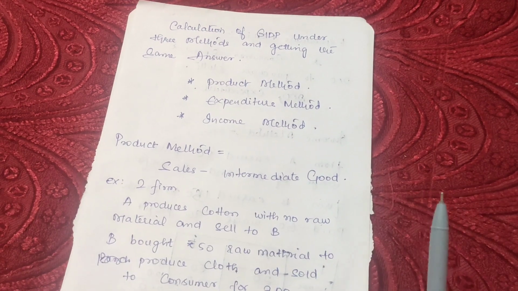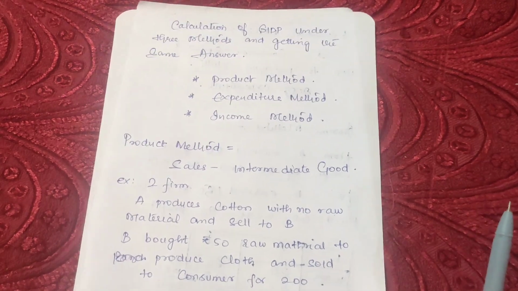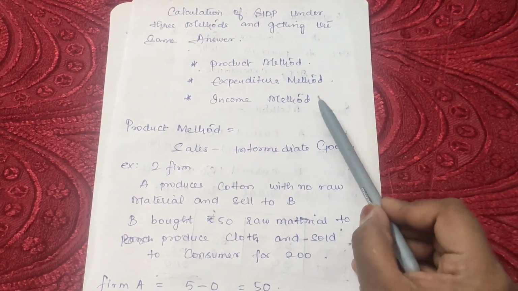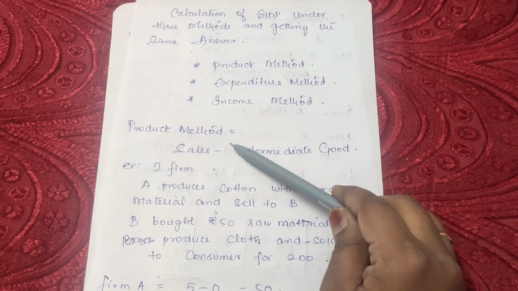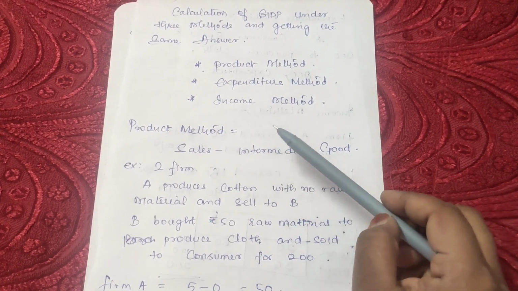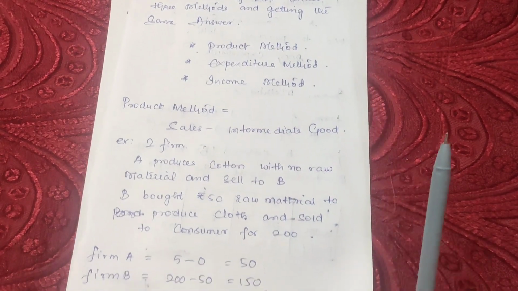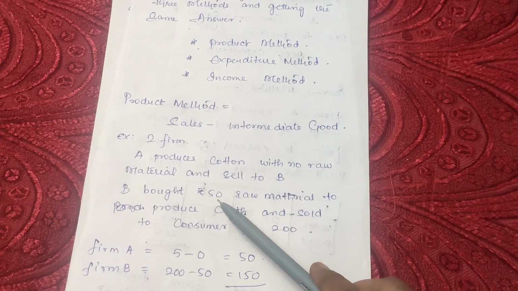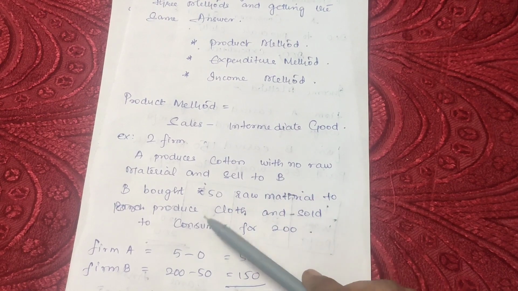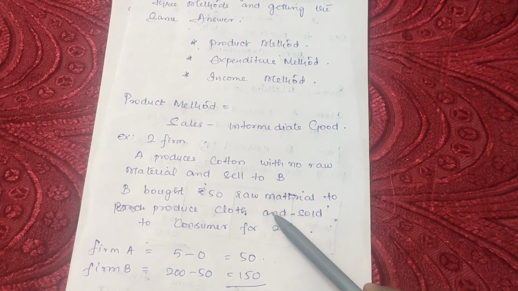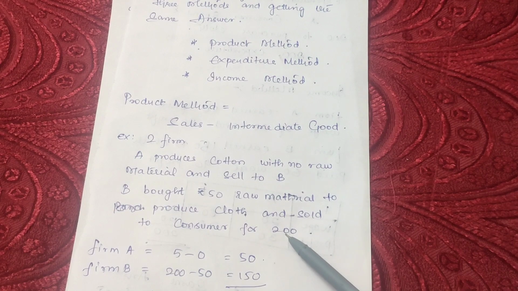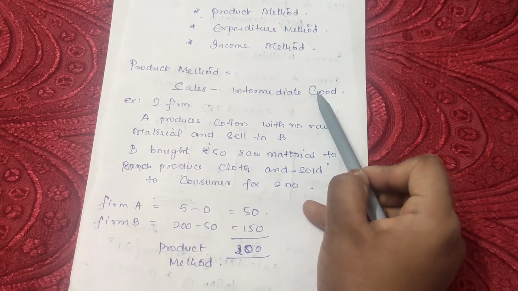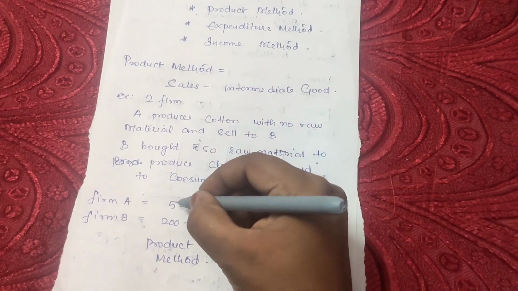Next question is calculation of GDP under 3 methods and getting the same answer. The 3 methods are production method, expenditure method, income method. Production method is sales minus intermediate goods. Firm A produces cotton with no raw material and sells to B. B has bought 50 rupees of raw material and produces a cloth, and that cloth firm B sells to a consumer for 200 rupees. Now under the product method, what is the formula? Sales minus intermediate goods.